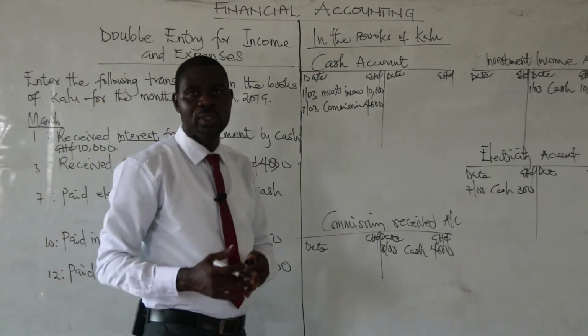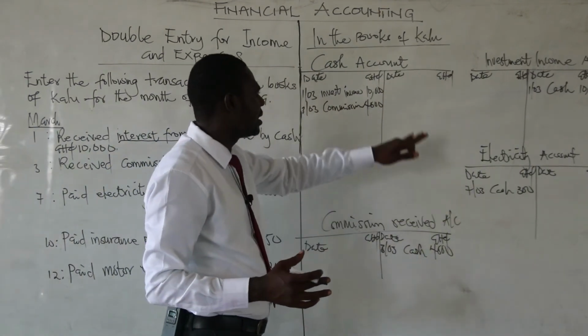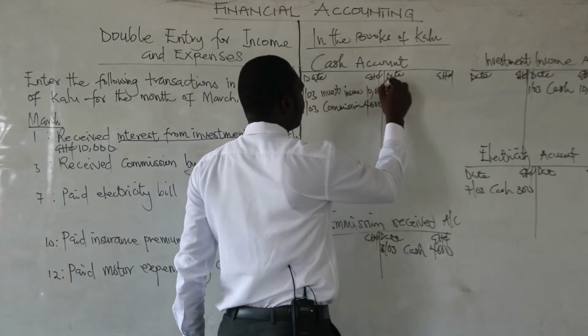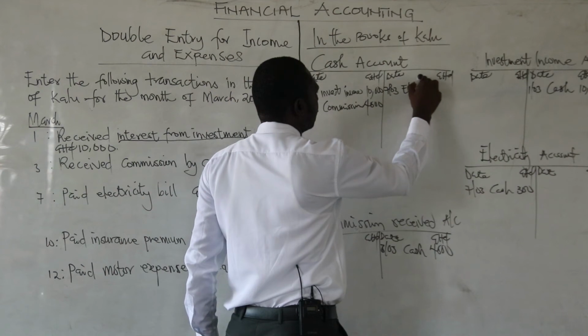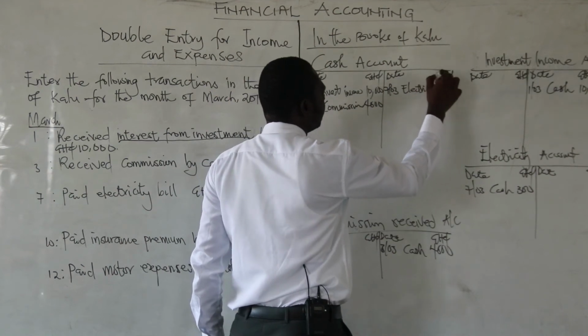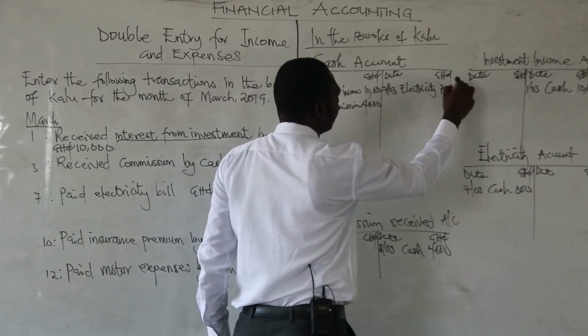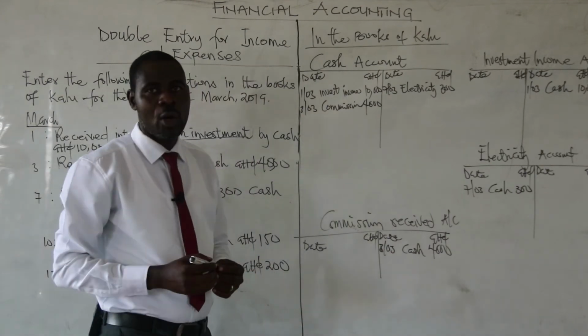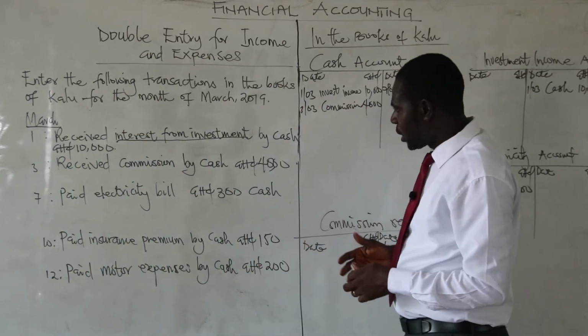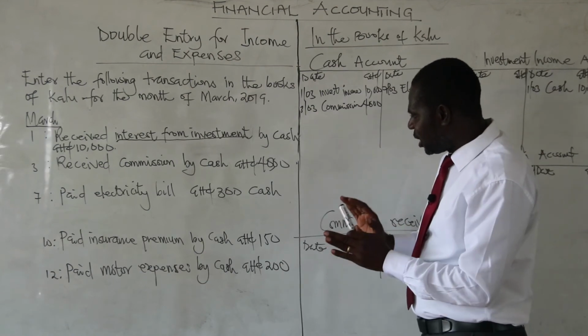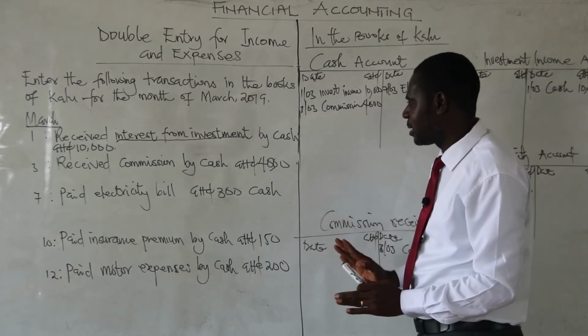Then we go to the cash book. The corresponding account is cash. So electricity, the amount is 300. Okay, let's look at the next transaction. The next transaction, paid insurance premium by cash.